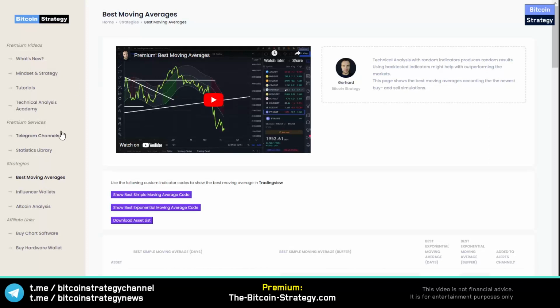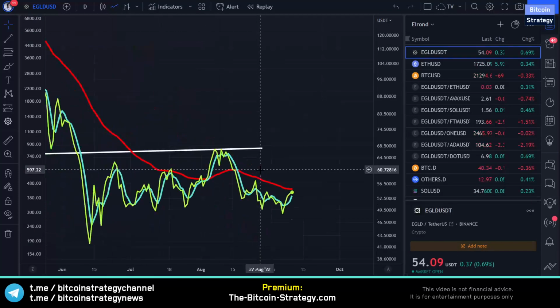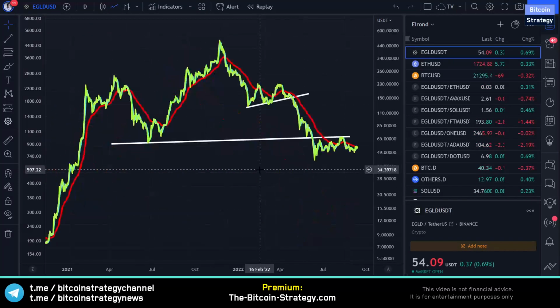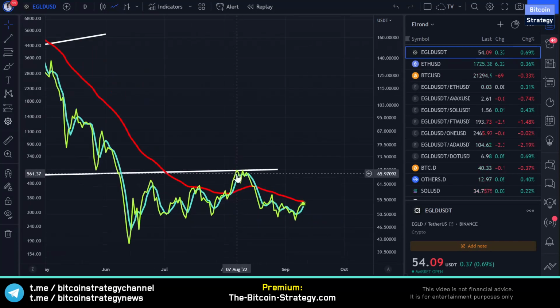Now with the premium membership, you get the best backtested moving averages for a variety of assets. For EGLD, that's the 4-day simple moving average and the 40-day exponential moving average. So those are the ones that worked the best in the past, right? So I've run simulations of buying and selling. You want to find out what's the best duration for a moving average. And we've done that simulation for all kinds of assets. For EGLD, it's the 40-day EMA and the 4-day SMA.